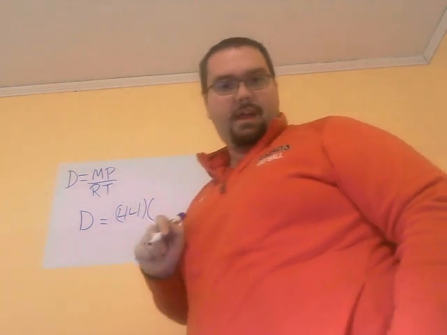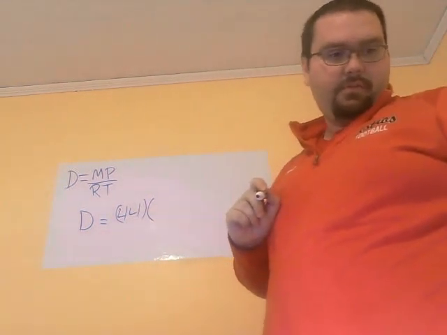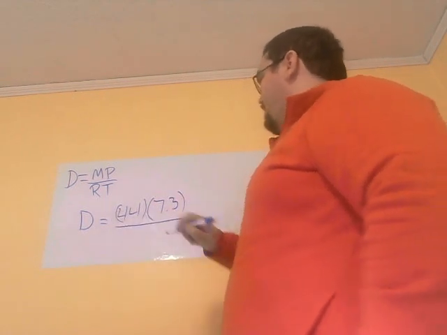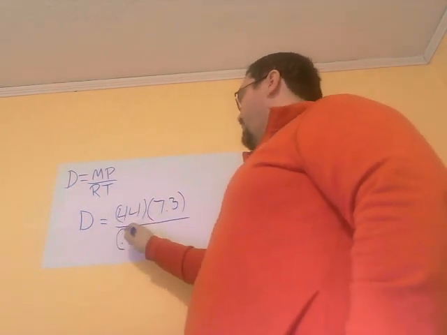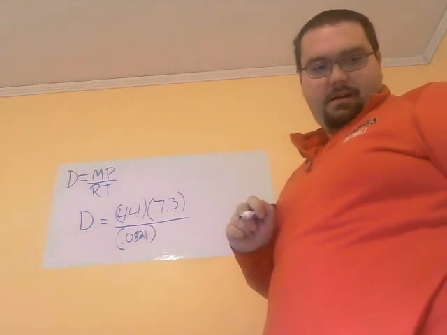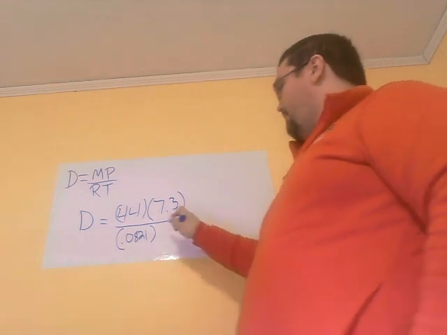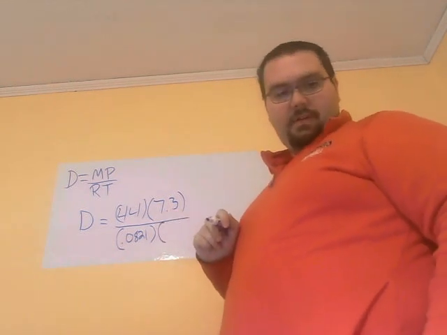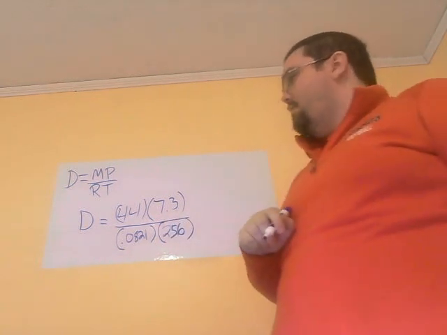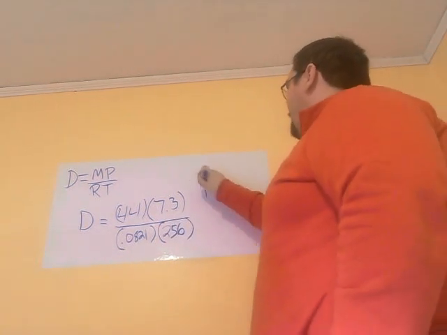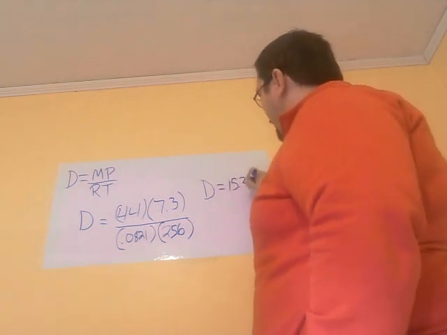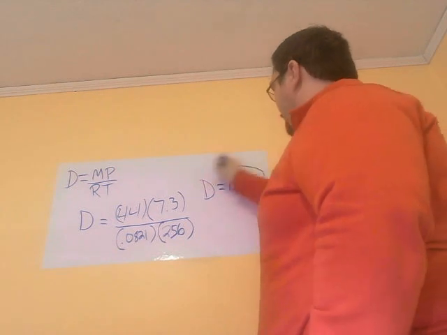Our pressure, we said, was 7.3 atmospheres. Because we're in atmospheres, we're going to use 0.0821 as our ideal gas constant. And our temperature was negative 17 degrees Celsius. Negative 17 degrees Celsius is 256 degrees in Kelvin. Do out our math, and we get our density equal to 15.3 grams per liter.